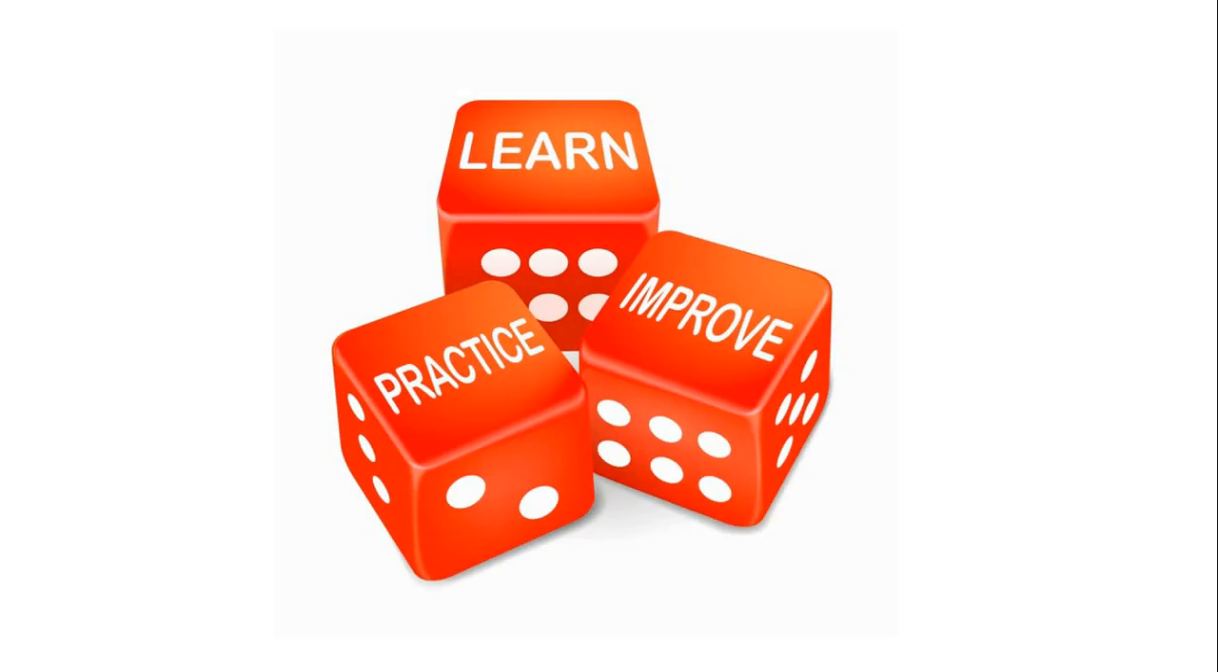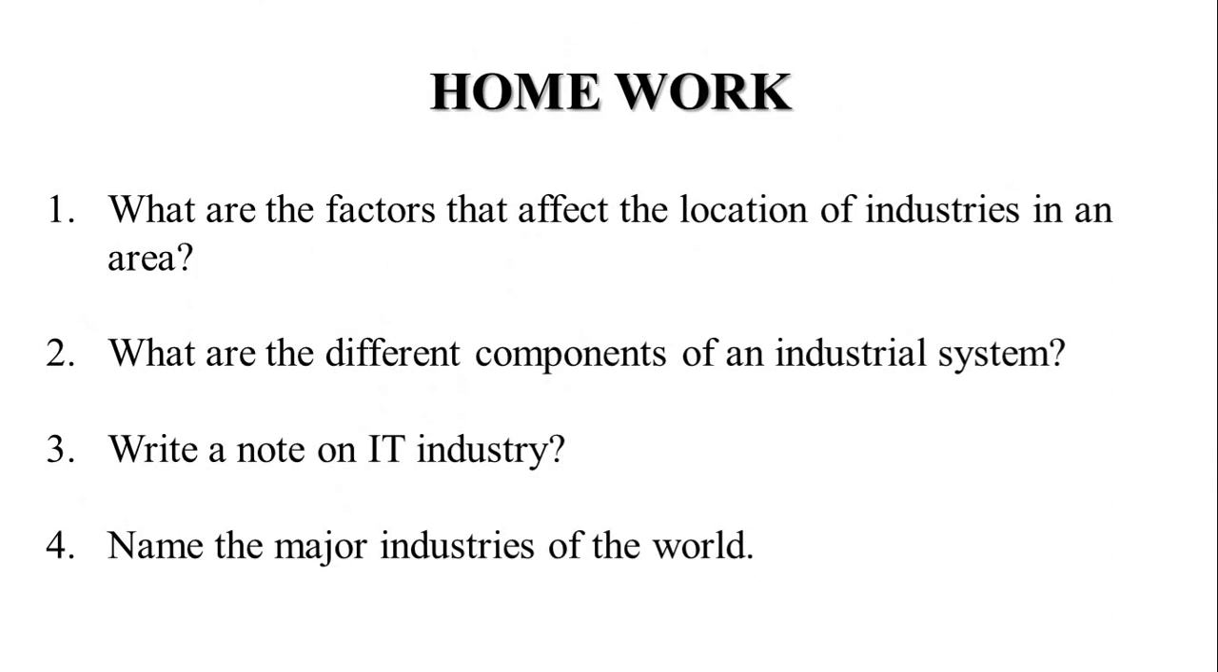It's practice time now and here is some homework for you. Your question number 1 is, what are the factors that affect the location of industries in an area? Your second question is, what are the different components of an industrial system? Your third question is, write a note on IT industry. And the fourth question is, name the major industries of the world.